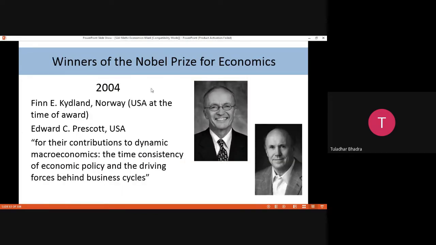In 2004, in Norway, he was in the US at the time. You can see most of those were in Norway, working in the USA for some time, they have obtained this Nobel Prize. Finn Kydland from Norway and Edward Prescott from USA, for their contribution to dynamic macroeconomics, the time consistency of economic policy, and the driving forces behind business cycles. So just take note that the word macroeconomics we have come across from 2004, and it will appear time and again, I hope so.